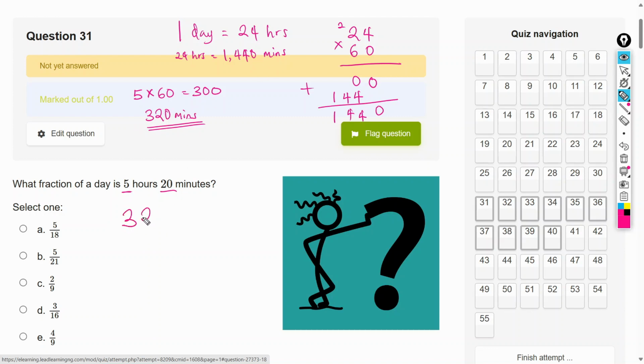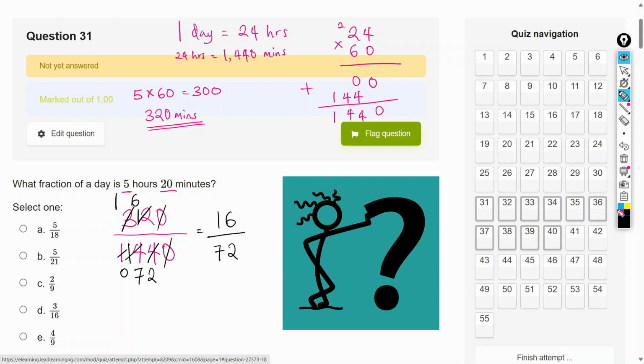So that's 320 divided by 1440. We can quickly cancel out our zeros, which is the same thing as dividing by 10. And then we can divide by 2. 2 into 1 is 0, carry 1. 2 into 14 is 7. 2 into 4 is 2, that's 72. 2 into 3 is 1, remember 1. 2 into 12 is 6, that's 16 over 72.